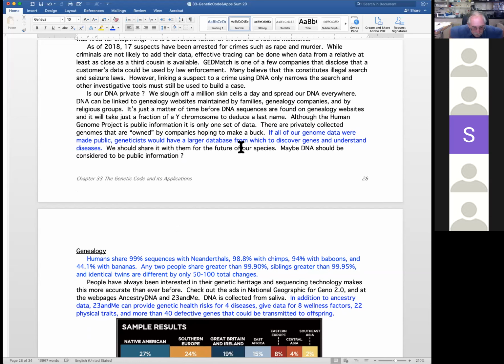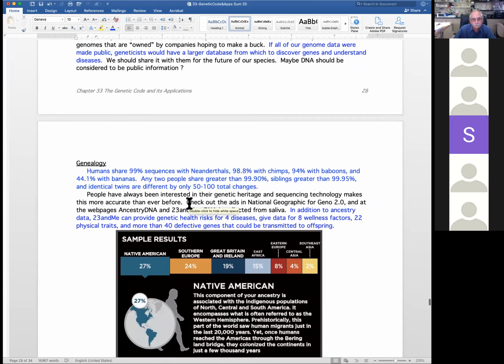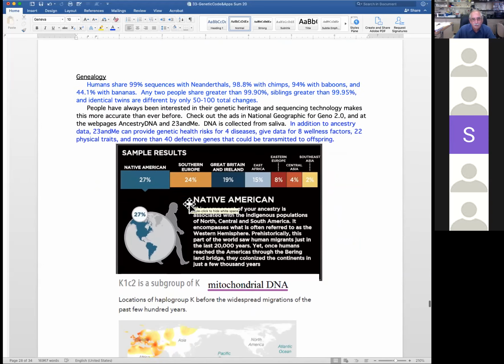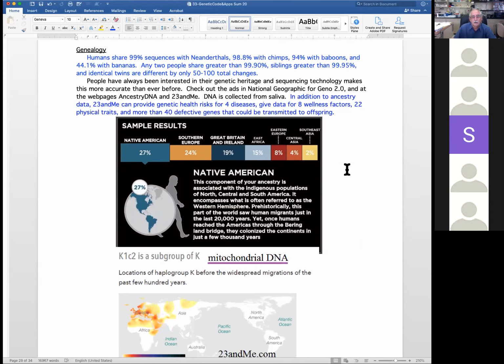Interesting legal concept there. On the other hand, if everybody just gave their DNA to these databases, we'd have a much better database. It would be much more relevant in terms of racial equality and all that kind of stuff as well. So what about genealogy?